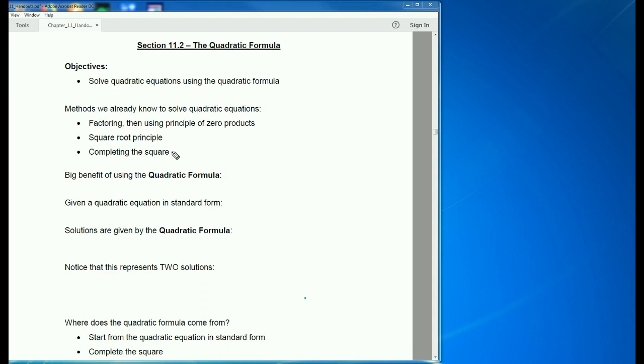Okay? So probably the biggest benefit of using the quadratic formula as opposed to any of these other methods is that it always works. I'm not going to write all these words out because it's too slow using this little pencil. But that's the big benefit. It always works. Okay? So when you have a quadratic equation in standard form, and again, that would be ax squared plus bx plus c equals 0.